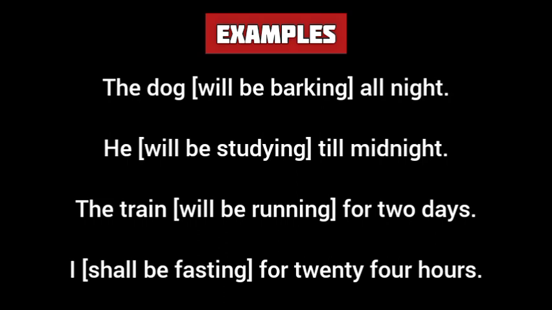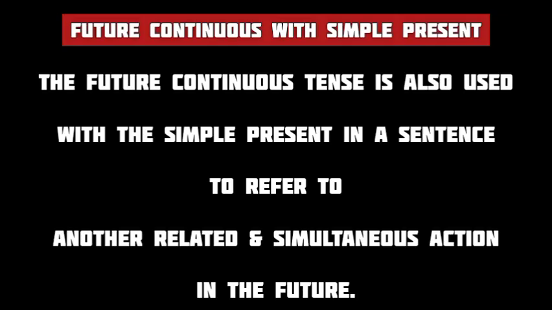So now we have understood the concept and the structure of the future continuous tense. It is also important to remember that the future continuous tense is also used with the simple present tense to show two concurrent or simultaneous future activities or two future activities occurring at the same time. In other words, if an action continues in future with another action taking place at the same time, the future continuous tense is used with the simple present tense to express them in a complex sentence.